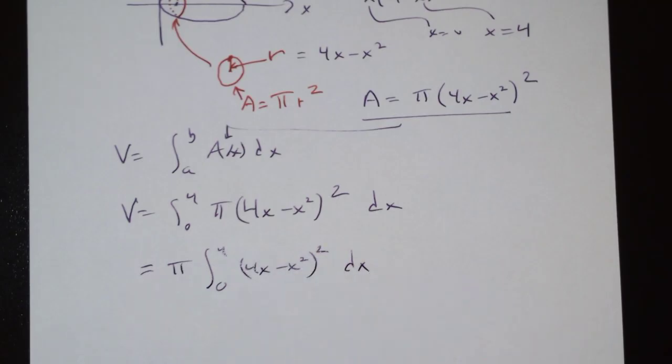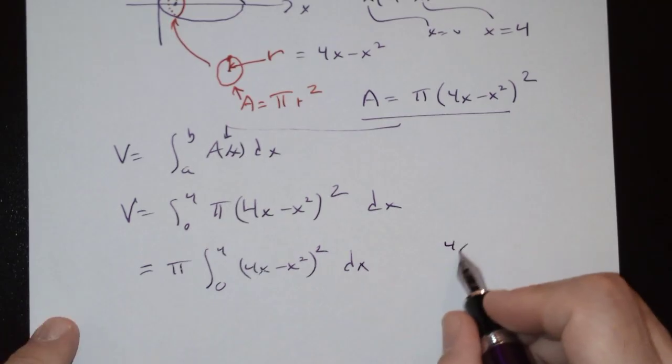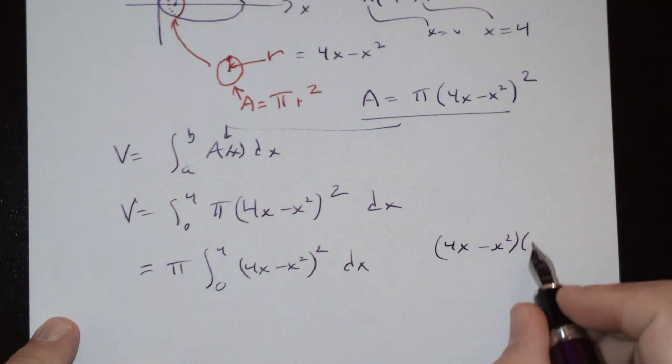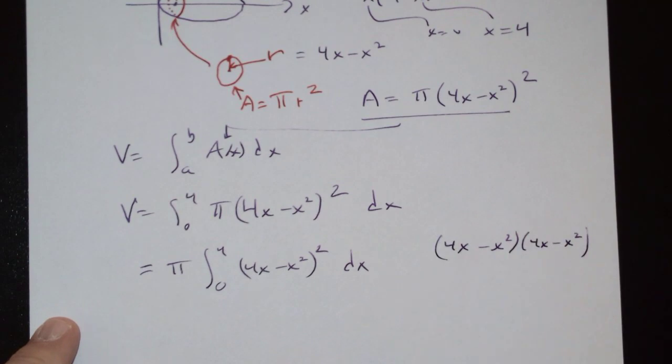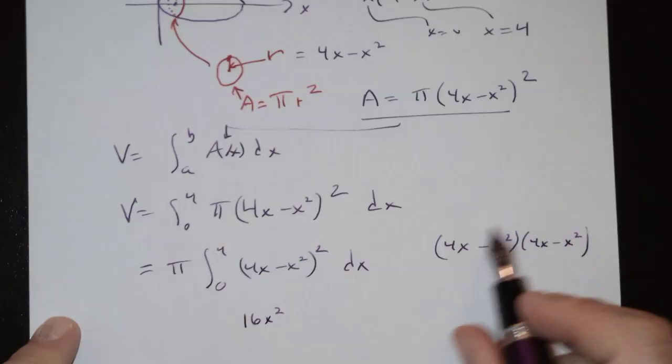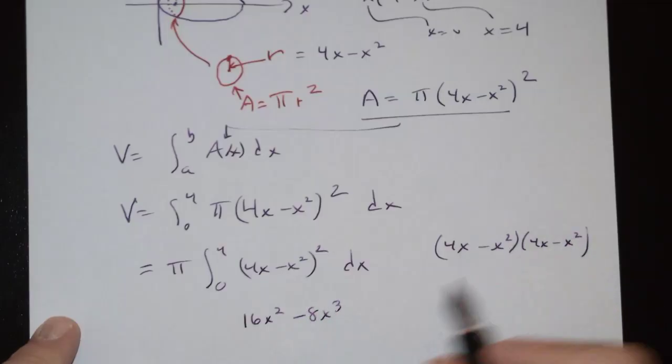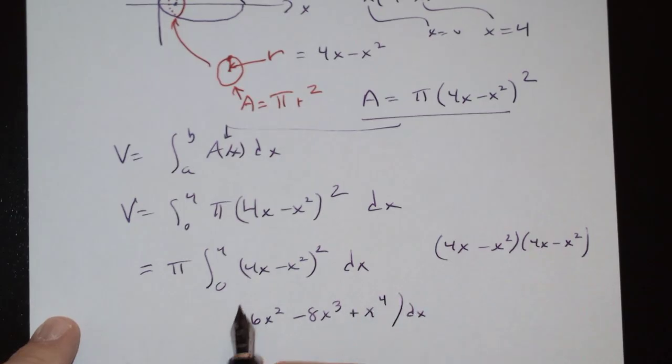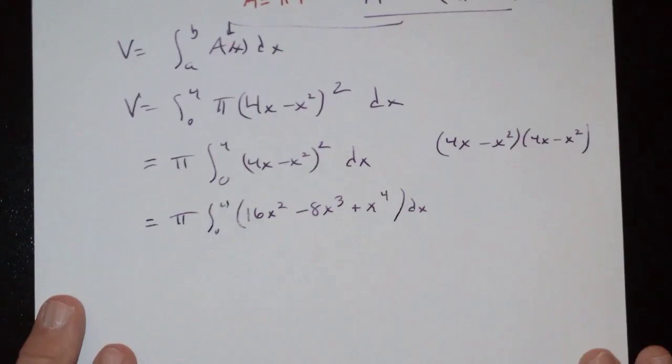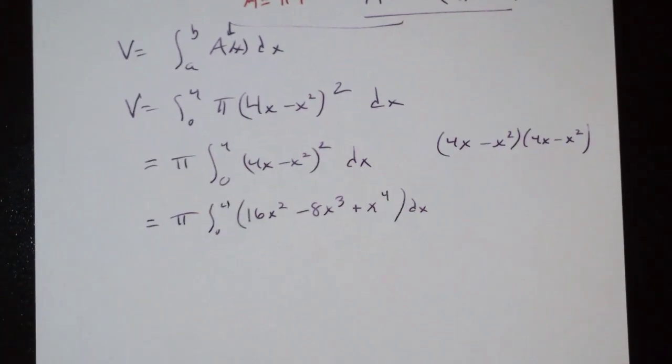Now I just have to multiply that out. 4x minus x squared, all squared. So I'm going to get 16x squared. Then I'm going to get 4x cubed and another 4x cubed. And then minus and minus becomes plus x to the 4th. And once again, I am absolutely thrilled because this is power rule. Yay!